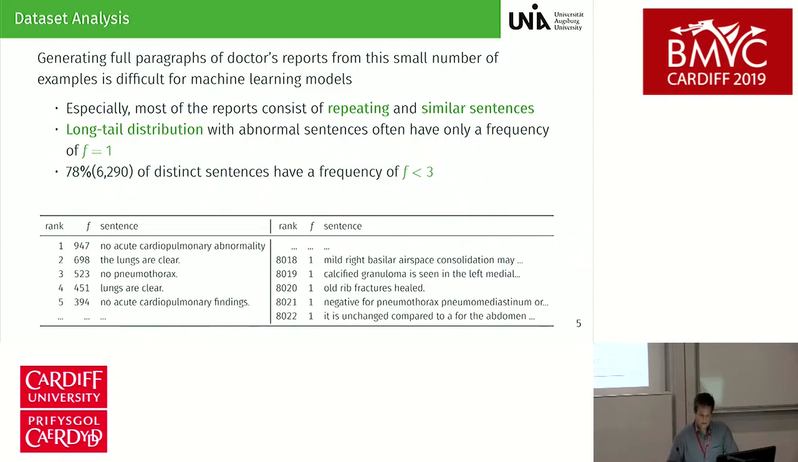That's a small analysis, so we basically took the paragraph, split it up into distinct sentences, and counted the number of appearances. And as you would imagine, you see sentences like no pneumothorax, the lungs are clear. Normal sentences appear with a very high frequency, like the lungs are clear, or lungs are clear appear like 1,200 times. And on the bottom right, you see abnormal sentences which only occur with a frequency of 1. And those are the important sentences we want to focus on.